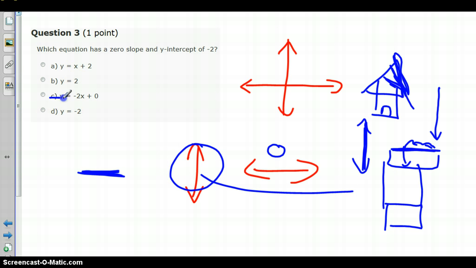So which one of these is that? Well, this guy has a weird slope. That guy has a weird slope. Or has a regular slope. And then you look at these two. Y is equal to -2. Y is equal to 2.